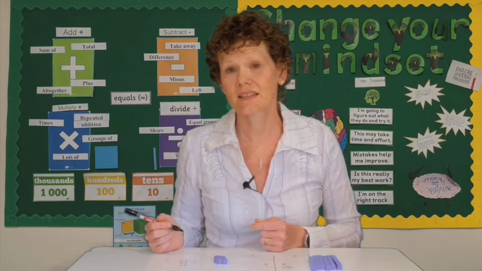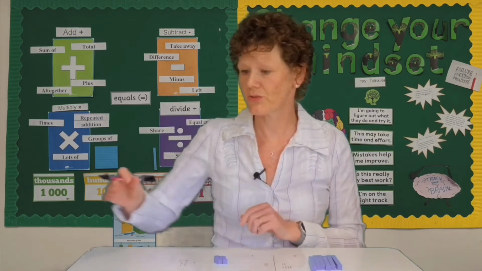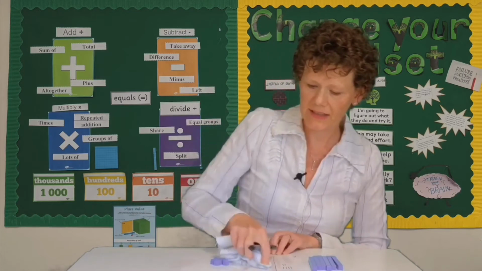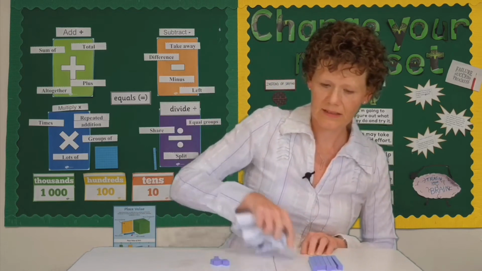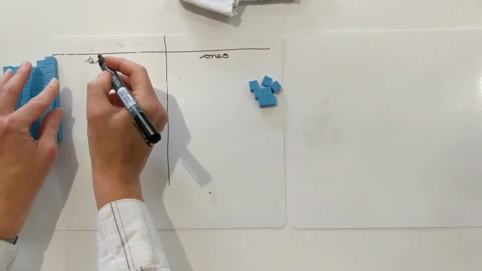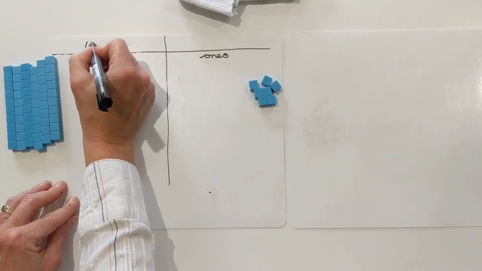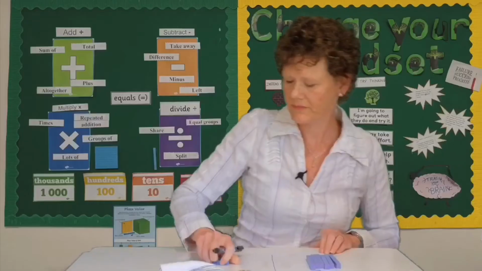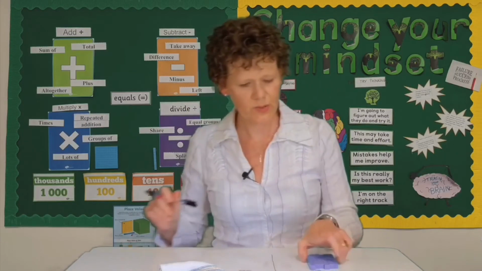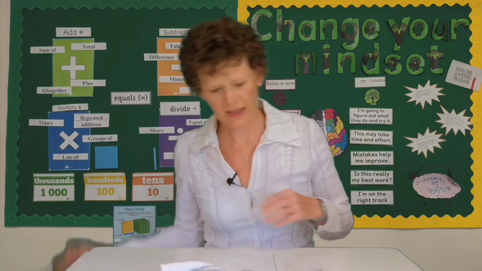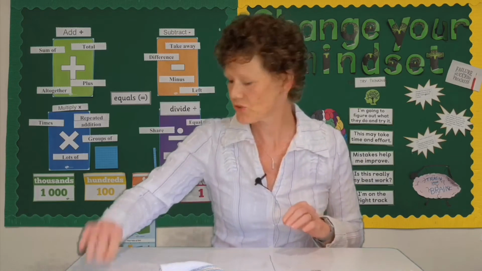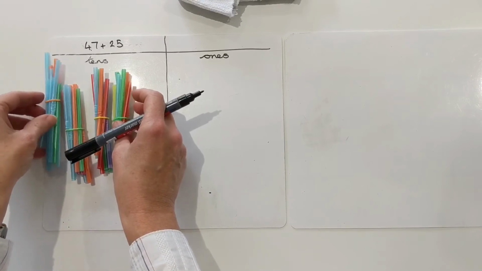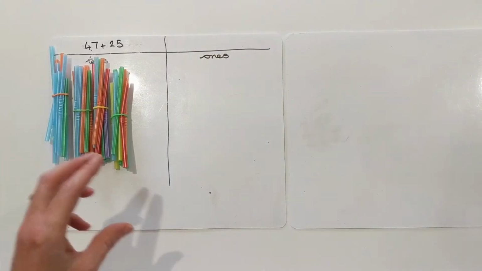Okay, so that's our calculation that didn't need regrouping, but if we have a look at a calculation that does, we could have something like 47 add 25. So, new calculation, put all my dienes away, and I'm going to start with my straws. I have 4 tens and 7 ones.